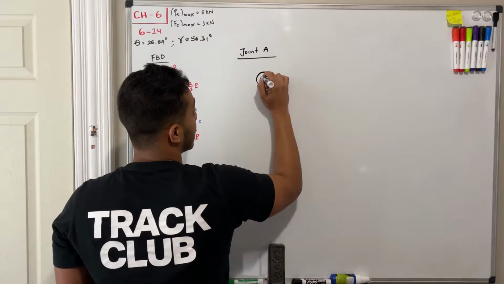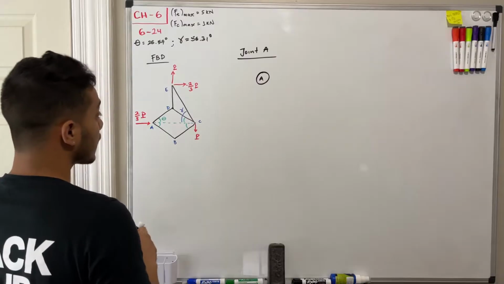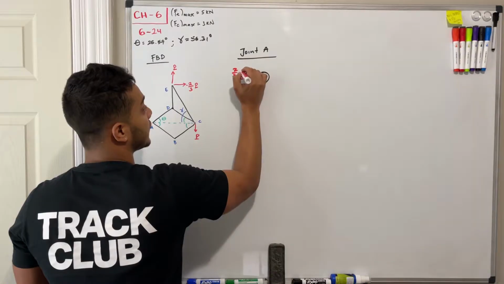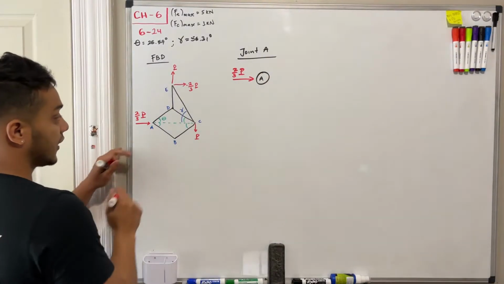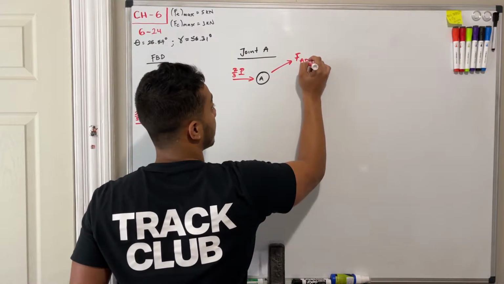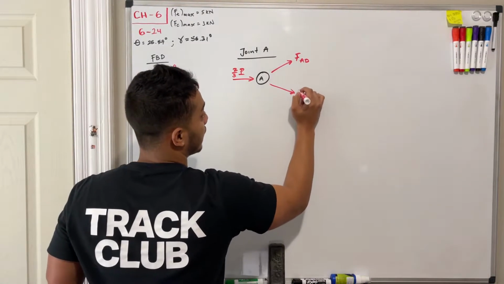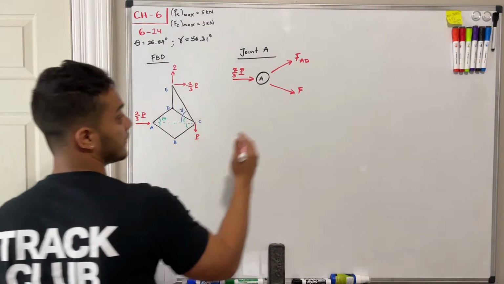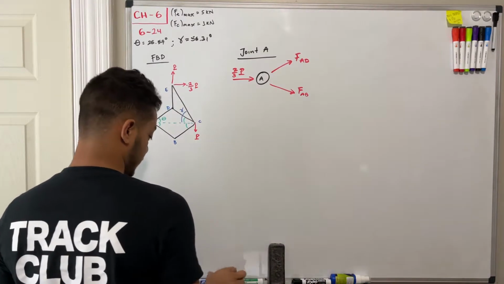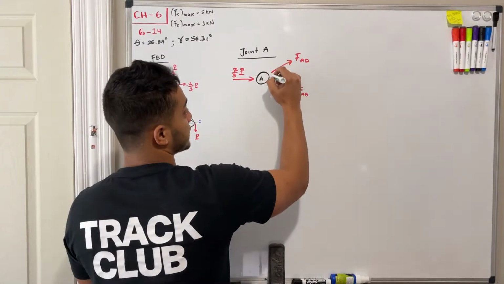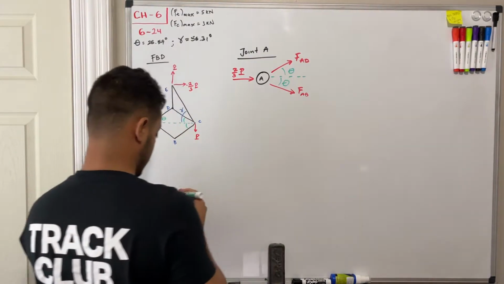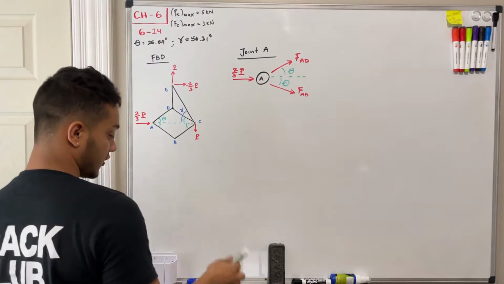So we have my joint A, and what do I have? I got positive 2/3 P going to my right. Then I have my member force FAD, and then I have also my member force FAB. Okay? Now, the direction of these two with respect to the x-axis is theta. And obviously this one is just totally horizontal.